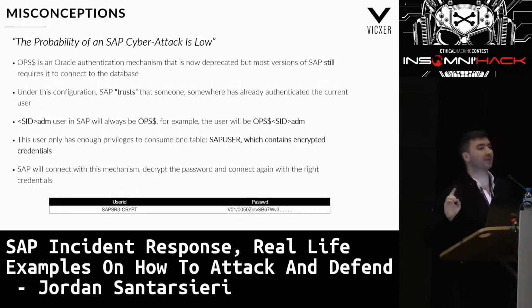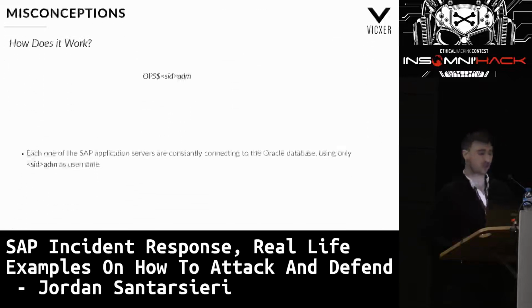That table is called SAPUSER. In that table, you have a real database user. I know this might sound a little bit confusing. And you will have an encrypted password. That user does have full privileges over the SAP schema. I know this is a little bit confusing, so I have prepared this for you.